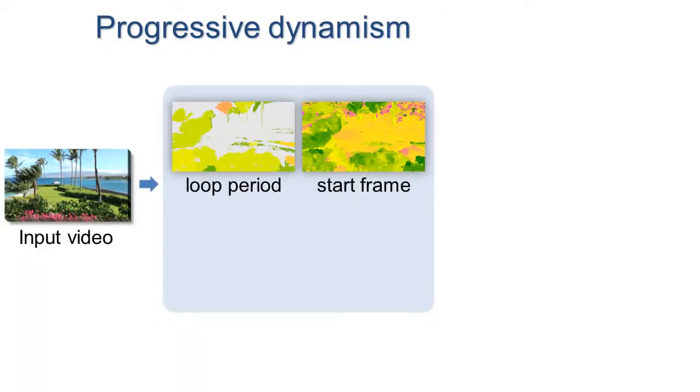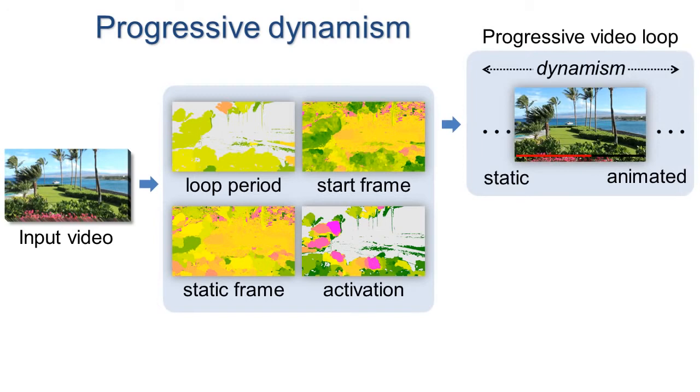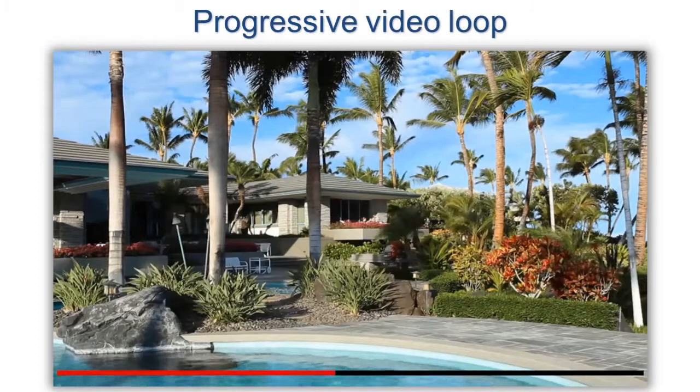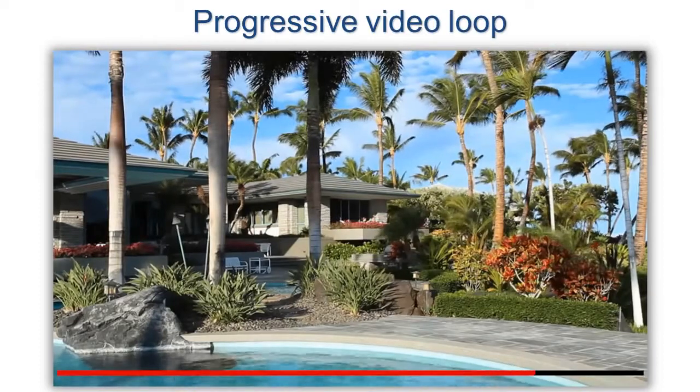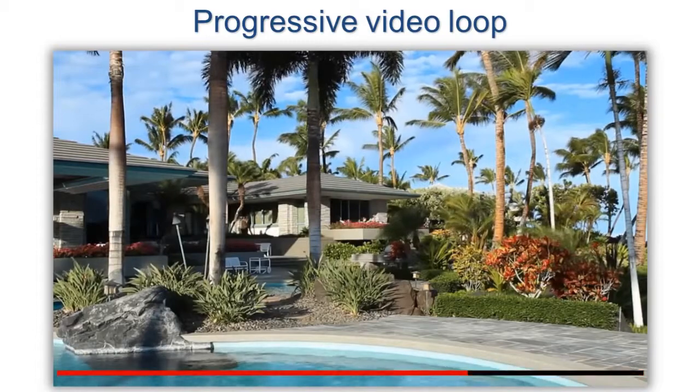We extend the representation to offer greater runtime control. We first compute a per pixel static frame and activation level. This defines a progressive video loop in which a slider continuously varies the level of dynamism, from a static image to a highly animated scene. We start with a static image and gradually add dynamism as the slider moves to the right. We can also jump to any desired level of dynamism.